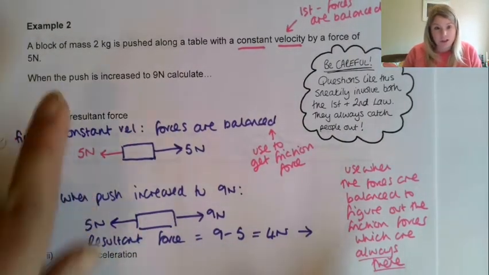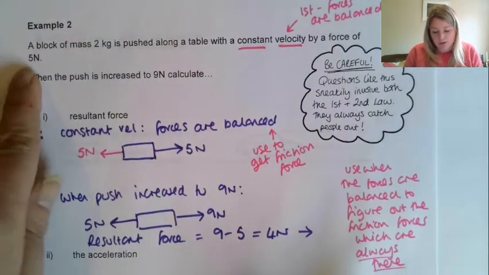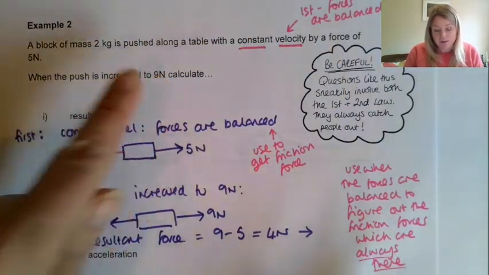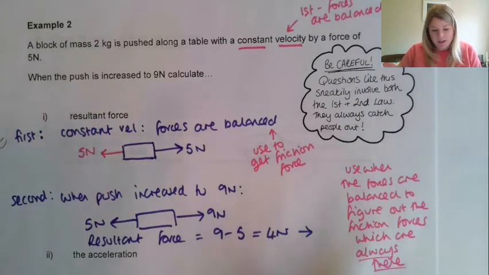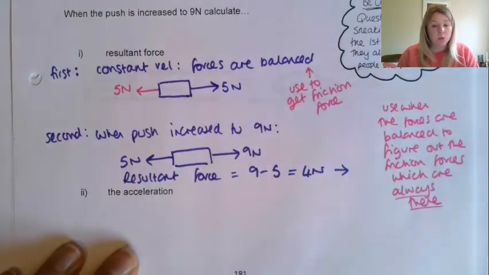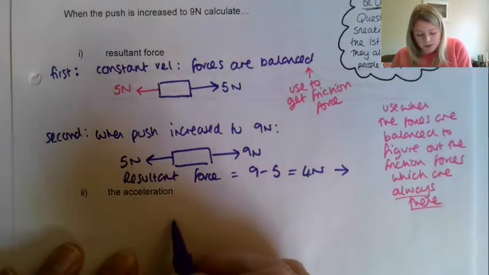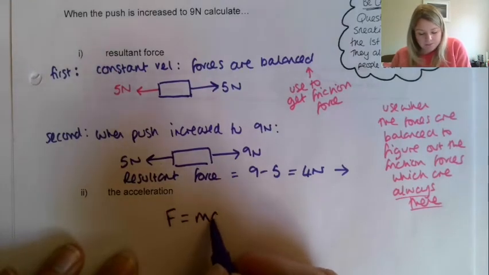I'm going to go back to this question again. So a block of mass 2 kilograms is pushed along the table with a constant velocity by a force of 5. When the push is increased to 9 newtons, we have to calculate the resultant force, and then we have to calculate the acceleration. So we're going to use Newton's second law. If you remember the equation for Newton's second law, F equals ma.